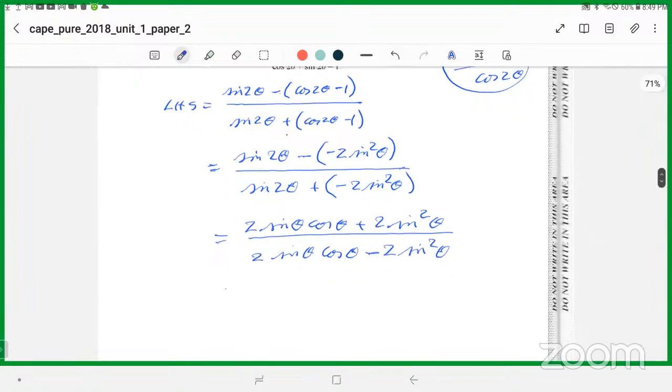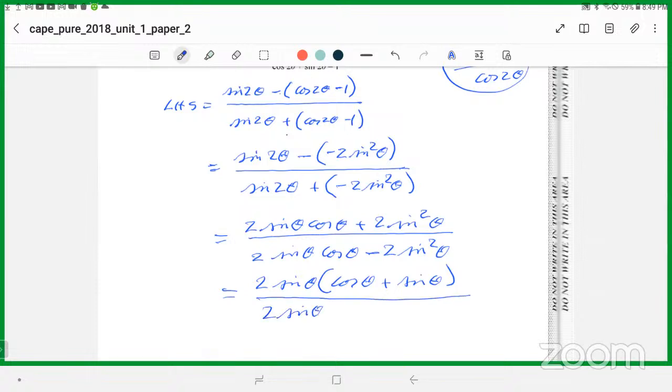I'm going to factorize 2 sine theta out of everything. Everything can factorize at 2 sine theta. So 2 sine theta out of this one, I'm going to be left with cos theta plus sine theta up here. Right? Over, if I factorize 2 sine theta as well out of this, I'm going to get cos theta again.